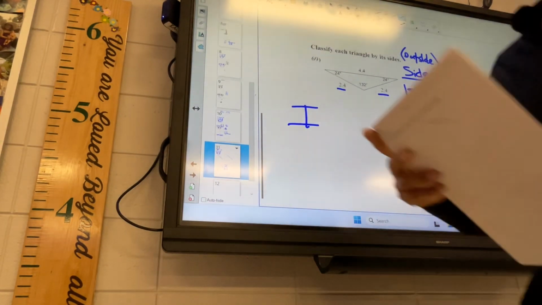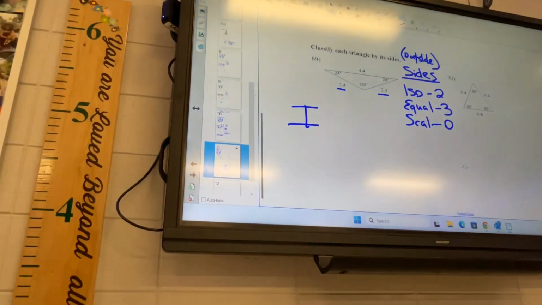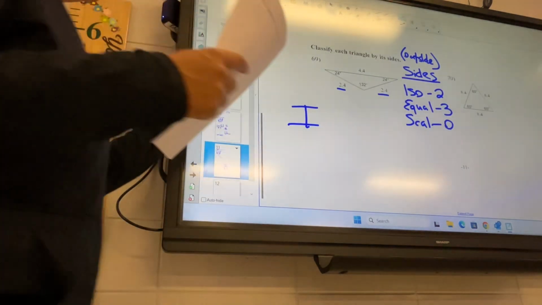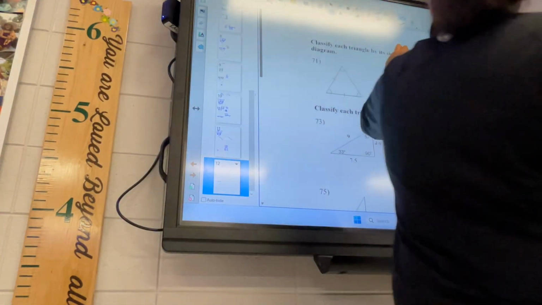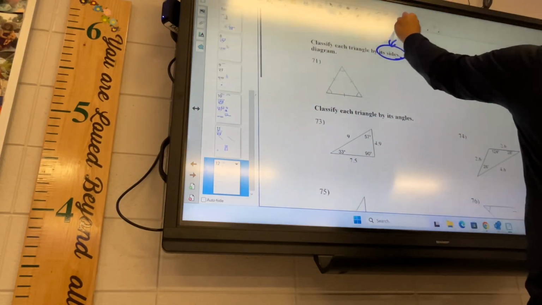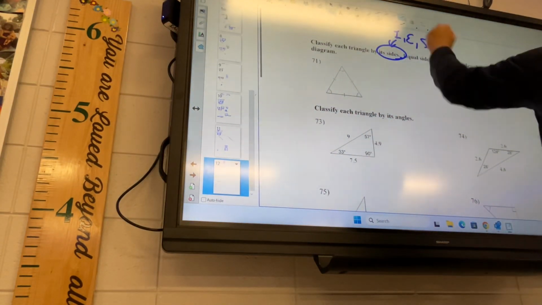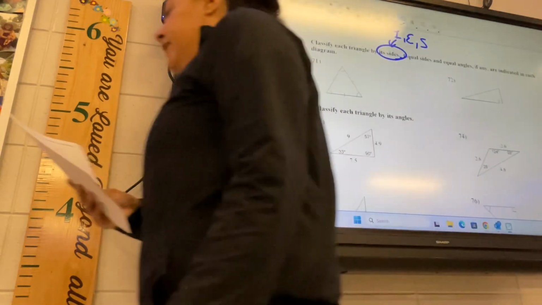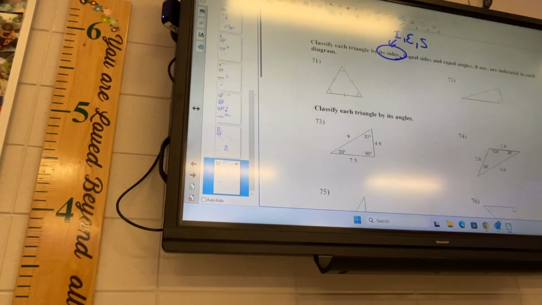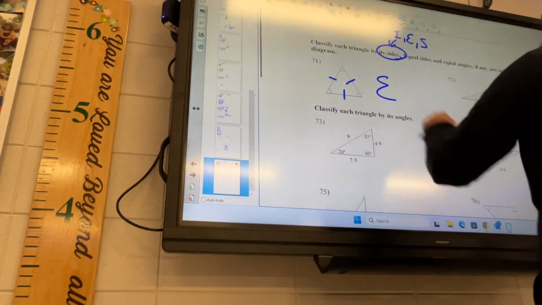We got 5 left. Okay, 71. Again, it says by the sides. So you can either do an I, an E, or an S. Is that an isosceles, an equilateral, or scalene? It's an equilateral. You can count the number of markings. 1, 2, 3. That tells you that's an equilateral.